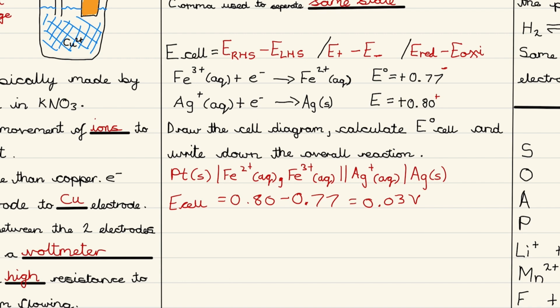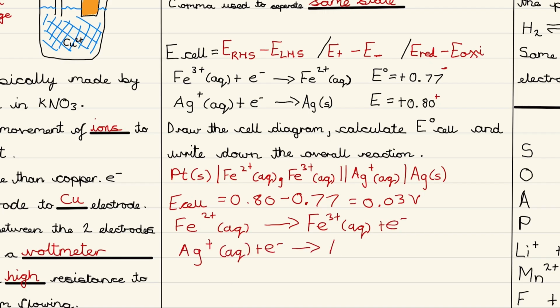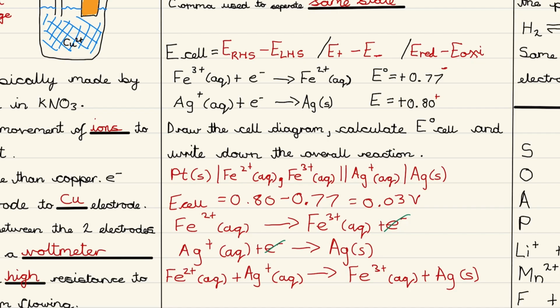And then we're asked to write down the overall reaction. So for that, we use the fact that this reaction here is going on the right, and this reaction is going to the left. So the top reaction becomes reversed, and the bottom reaction stays the same. And then when we add them together, well, these two electrons are going to cancel out. So then we're just left with the overall reaction.